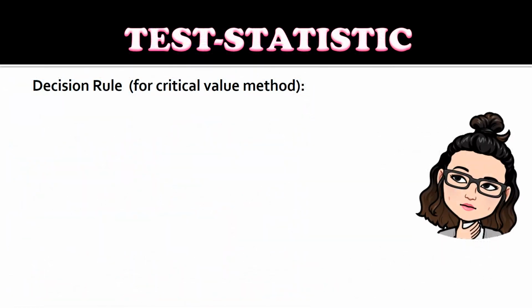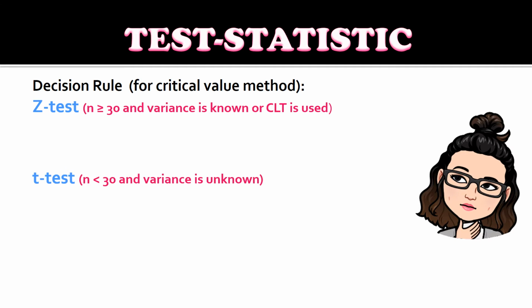Next, we have the test statistic. These are the decision rules for the critical value method. We have the z-test, which is used when our sample size is greater than or equal to 30 and our variance is known or the central limit theorem is being used. And we have the t-test, which is used when our sample size is less than 30 and the variance is unknown.